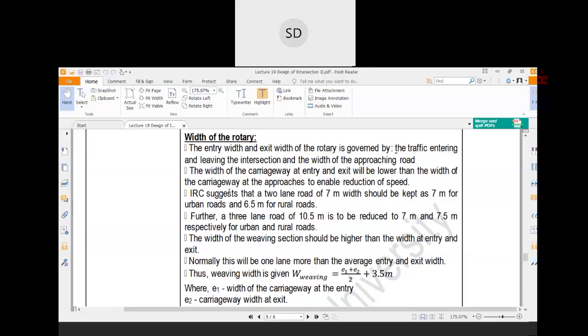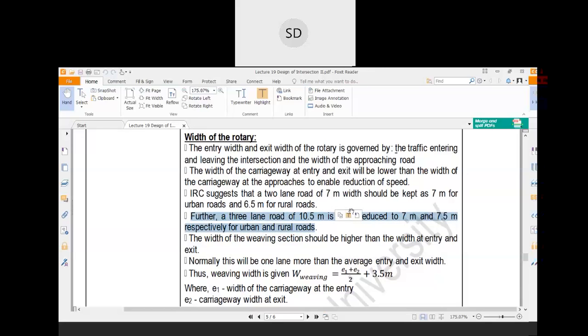IRC, that is Indian Road Congress, suggests that a 2-lane road of 7 meter width should be kept as 7 meter for the urban roads and 6.5 meter for the rural roads. That is the width of the rotary. Then further, a 3-lane road of 10.5 meter is to be reduced to 7 meter and 7.5 meter respectively for the urban and rural roads.